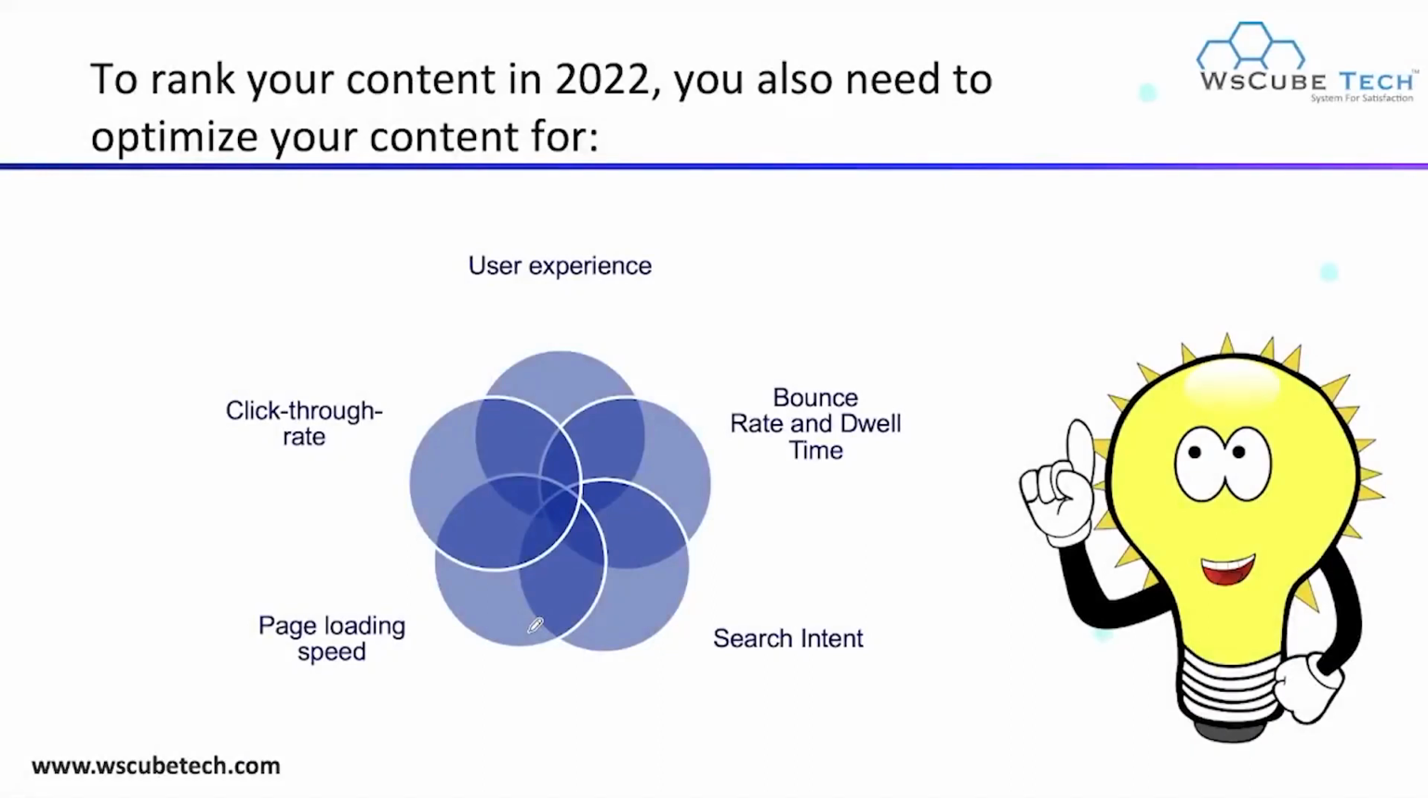Just to rank your content in 2022, you also need to optimize your content for page loading speed, click-through rate, in terms of user experience, in terms of bounce rate and the dwell time. Bounce rate is when people visit your site without clicking anywhere, and the user simply goes back. And whatever time the user spent on your particular site without clicking anywhere, that time is known as dwell time here.